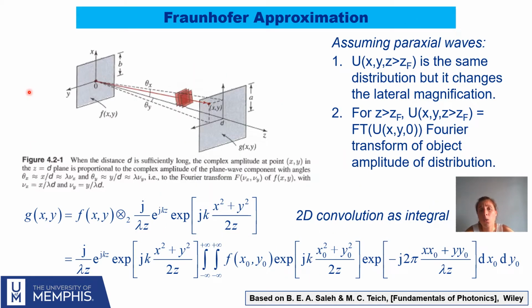Alright, so let's talk about what the Fraunhofer approximation is. We already said what free propagation is, right? And we have the impulse response of a propagation as a quadratic phase factor. So let's write this convolution down in integral form. We're going to have x squared plus y squared go outside of the integral, and then we're going to have another quadratic phase factor with x0 squared plus y0 squared, and now we have the multiplication between x and x0.